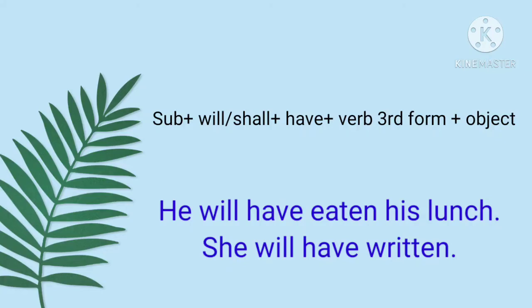In the same way, she will have written. In the next example you can see will have written. It tells us that an action will be completed in the future time. So to form future perfect tense, we use this formula: will, shall plus have plus the verb's third form.